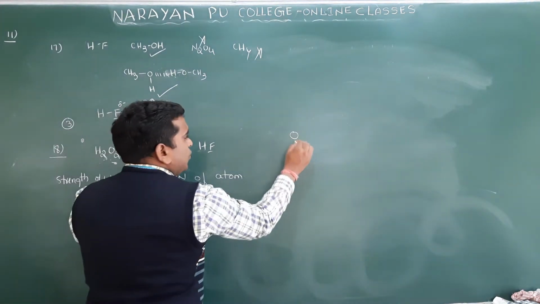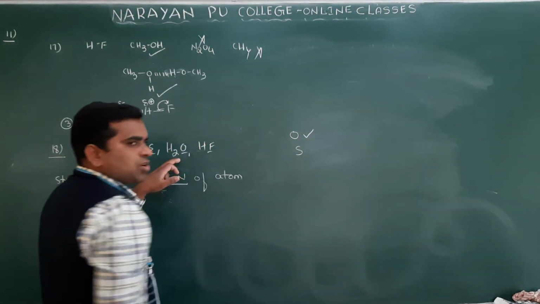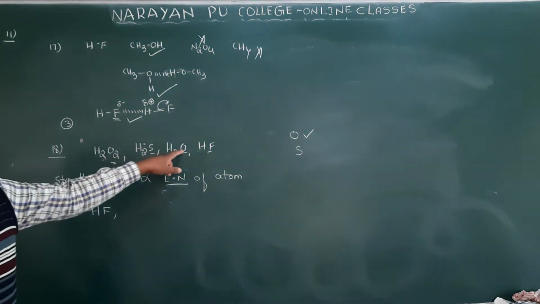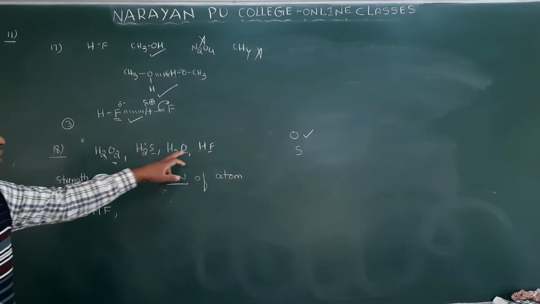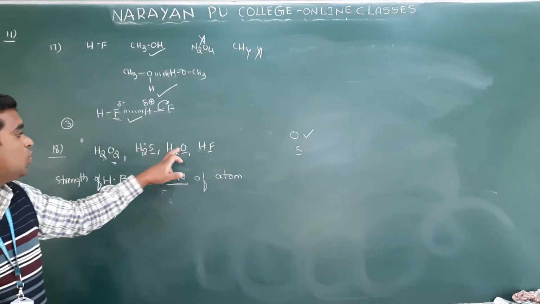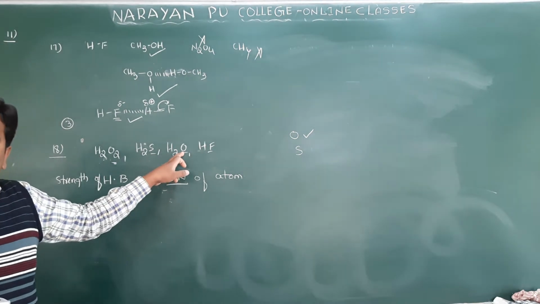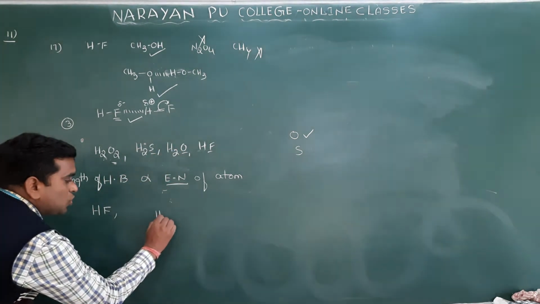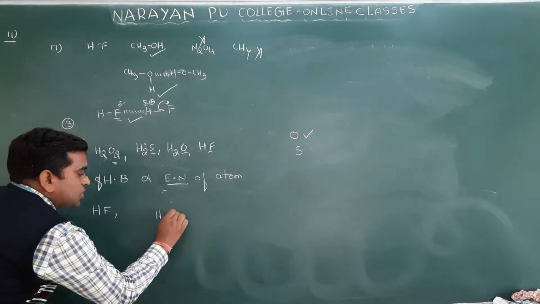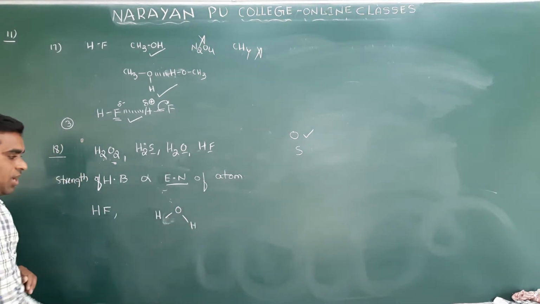Oxygen and sulfur: which one is more electronegative? The second most electronegative element is oxygen. Then what do we have? Two are there: one is H2O2 and the other is H2O. If I take H2O, this is clear, no?